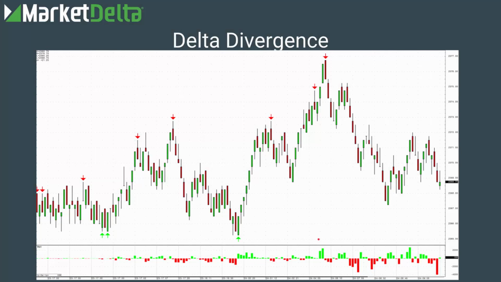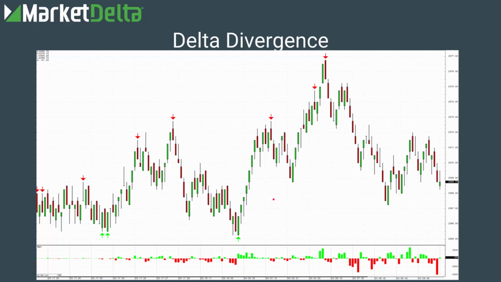And then last but not least is the delta divergence. Now this is a custom study. This isn't a built-in indicator. This is something you get from Market Delta. You can contact us. It's just a one-time paid add-on study. But what it does, it leverages the things that I've just discussed. For instance, this is the volume study set to delta down here at the bottom.